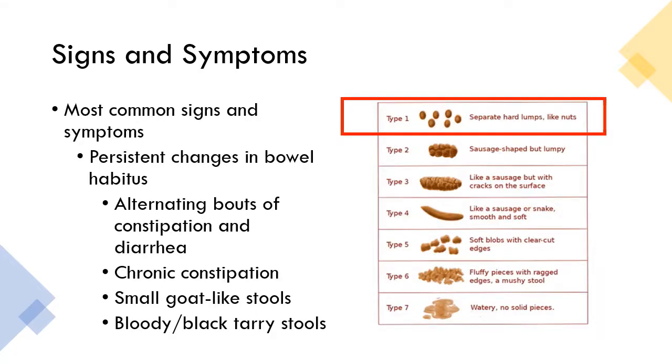Aside from the systemic symptoms, colorectal cancer may present with local abdominal symptoms, including changes in bowel habits, defined as bouts of alternating constipation and diarrhea, presence and persistence of small goat-like stools, and findings of blood in the stool, characterized as fresh blood or black tarry stools.